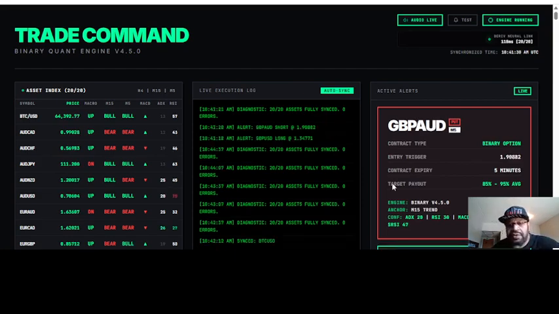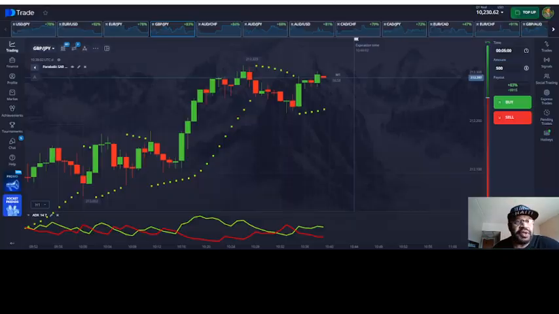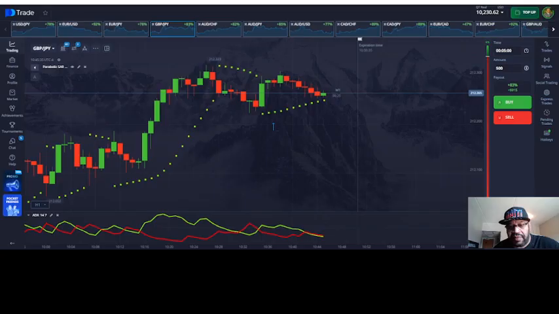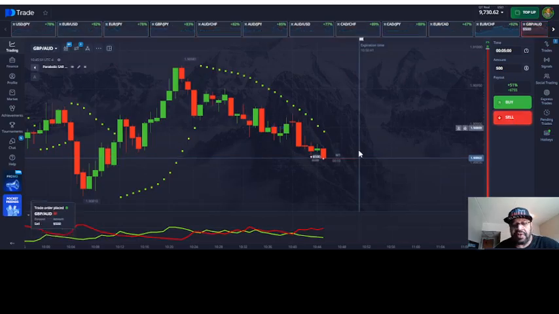Okay, so the trading engine just recommended a Great British Pound Aussie dollar short. So I just go to my assets here. I look for Great British Pound Aussie dollar here. Okay, so let's go ahead and take a short.